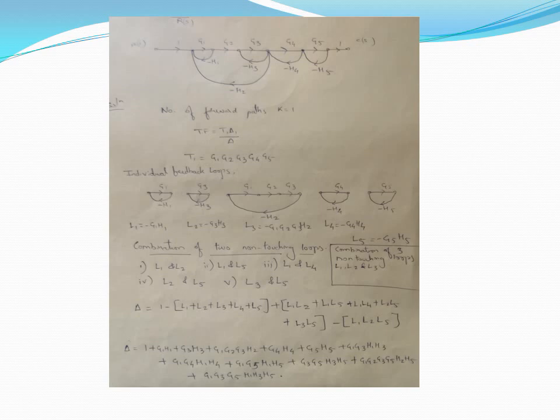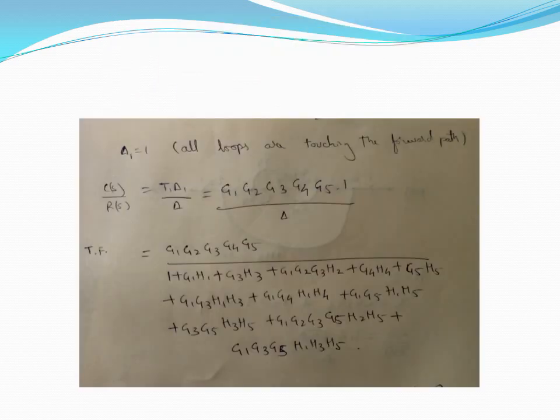If you see, there is only a single forward path and all the loops are touching this forward path. So when all the loops are touching the forward path, delta 1 with respect to this problem will become 1. So we know T1, we know delta 1, we know delta, just substitute to get the total transfer function. T1 into delta 1, which is 1 because all the loops are touching the forward path, and just substitute T1, delta 1 and delta, so you will get the final answer.